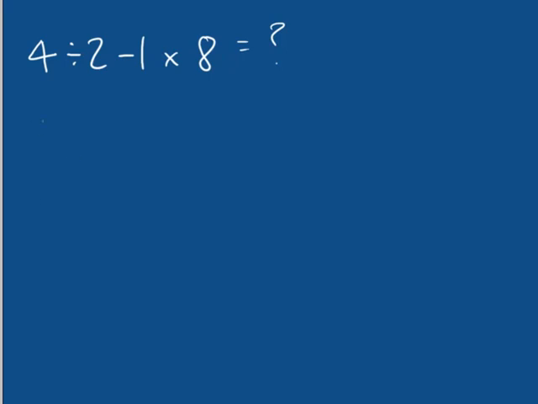So we're doing our multiplications and our divisions next. 4 divided by 2 gives us 2, minus our next multiplication or division, which is 1 multiplied by 8, which gives us 8. 2 minus 8, we can easily work that out. We know that that's giving us negative 6. And that is the answer for our entire expression.